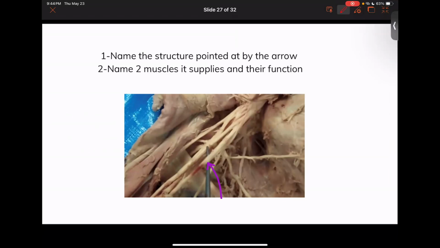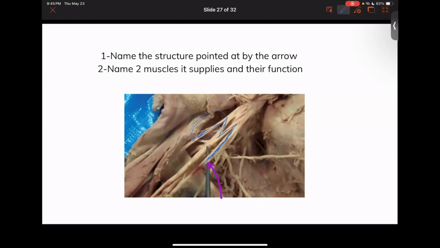Okay, so again, most important part, as soon as you see this, you have to find the M. Yeah, so the M is this. Our Mercedes sign is here. Now, it's saying name the structure pointed by the arrow. So arrow continues here. So that's definitely the ulnar nerve, because it's medially towards the body. It's not laterally. So this is lateral, and this is medial. Now name the two muscles it supplies.